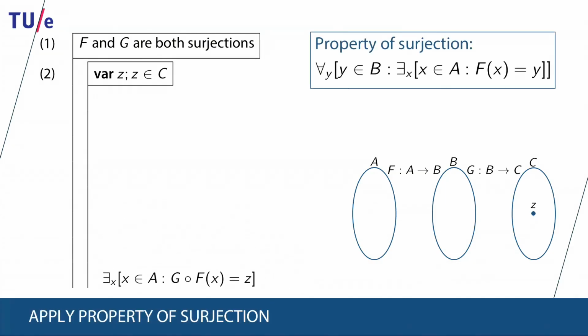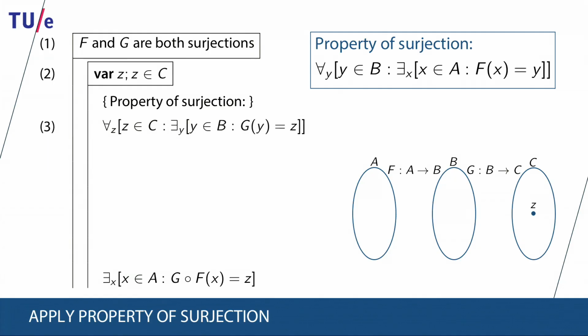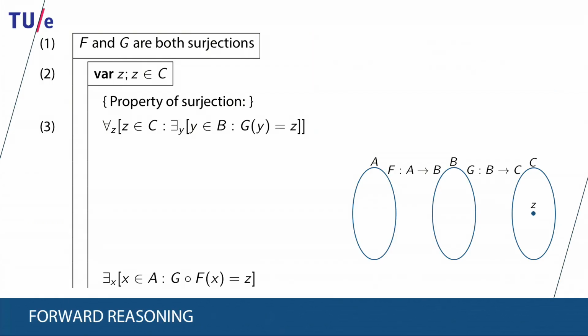We start with an application of the property of surjection on the assumption that G is a surjection. Note that we should instantiate the property for the mapping G with domain B and codomain C. We then get that for all Z in the codomain C of G, there exists a Y in the domain B of G such that G of Y is equal to Z. We can eliminate the universal quantification with the already declared Z in C and subsequently apply existential quantification elimination, declaring a witness Y in B such that G of Y equals Z.